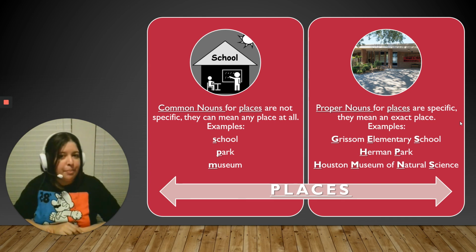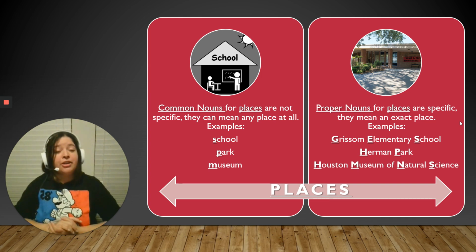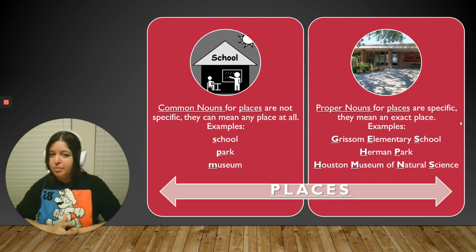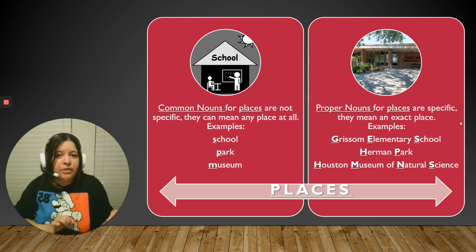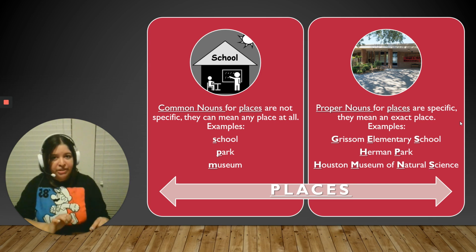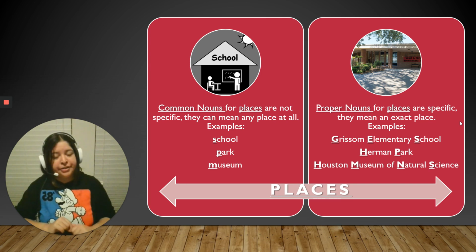Now, proper nouns for places, however, are very specific and they mean an exact place. For example, instead of saying school, you could have said Grissom Elementary School. Instead of saying park, it would be Herman Park, for example. Instead of saying museum, we could say the Houston Museum of Natural Science. And notice that each one of those words that name the specific place will need a capital letter.